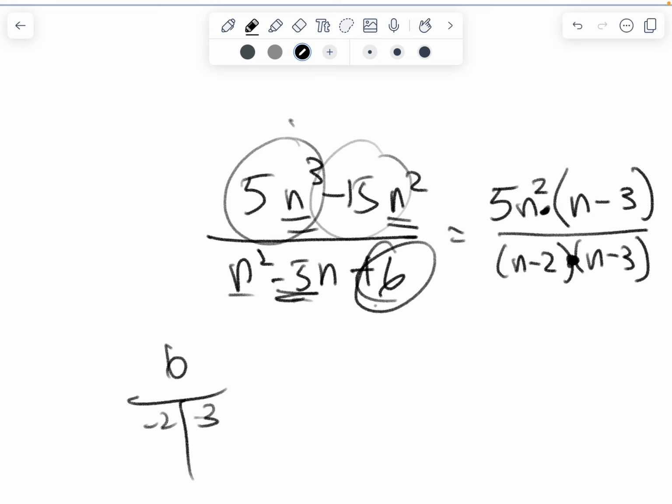And so because n minus 3 is a factor of the whole numerator, and n minus 3 is a factor of the whole denominator, because the numerator and denominator have a common factor, boom, those guys cancel out. And my answer is 5n squared over n minus 2. So that covers the first couple of questions you're going to see, and hopefully that all made sense.